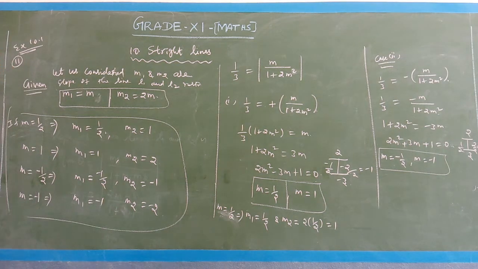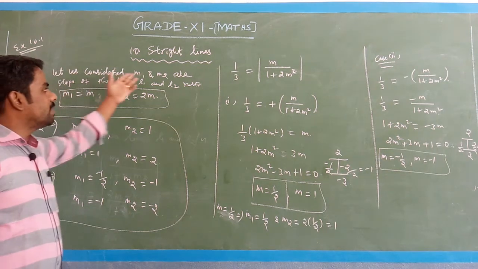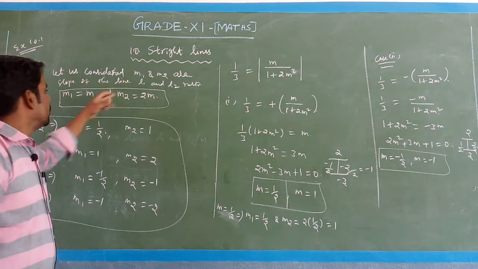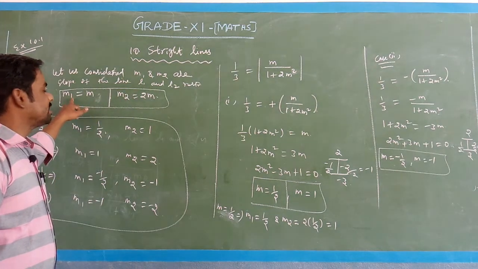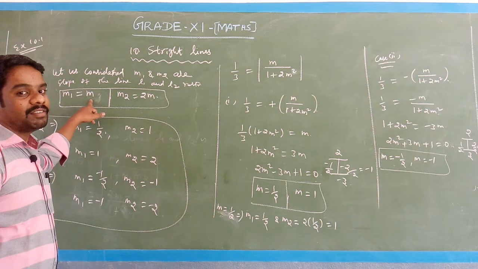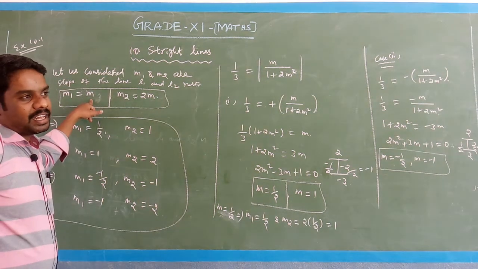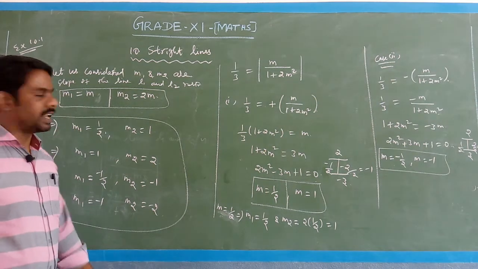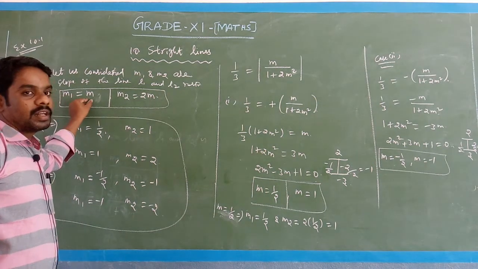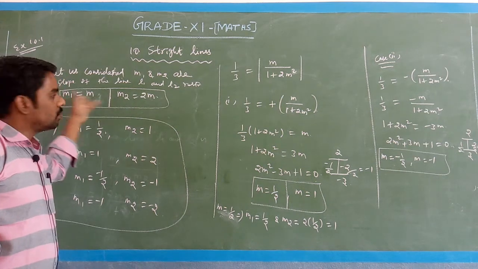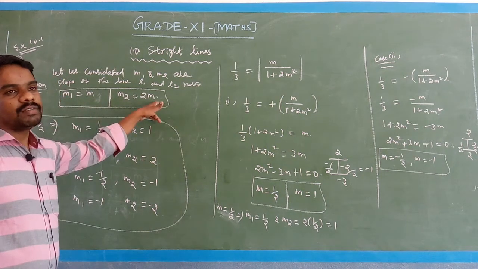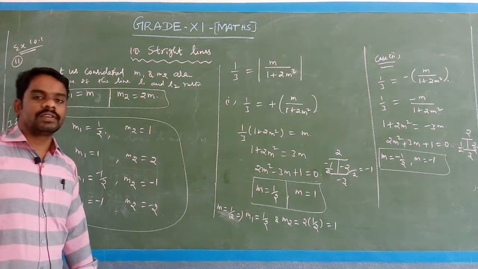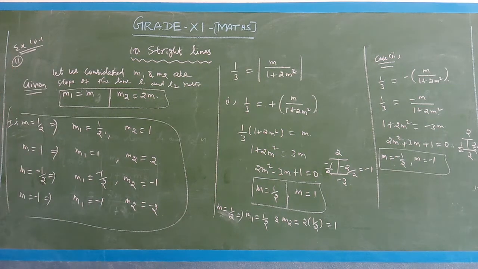Listen once again. Let us consider m1 and m2 are the slopes of these two lines L1 and L2 respectively. So the slope of the first line is m1 equal to m. Given information, the slope of the other line is double the slope of the first line. So m1 is equal to m, and m2 is double of this slope, so 2m. We know the formula for the angle between these two lines: tan theta equal to modulus of (m2 minus m1) divided by (1 plus m1 m2).